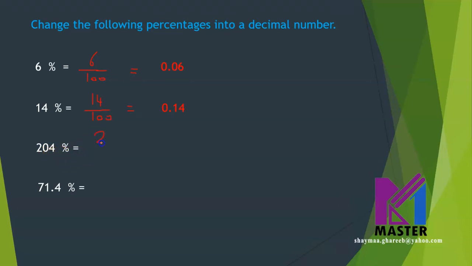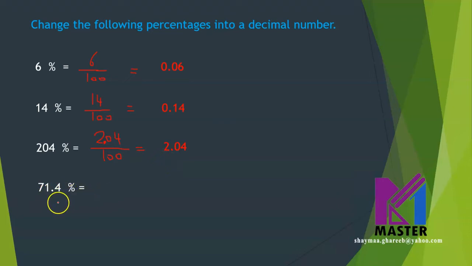204%, so 204 over 100, which means I'm going to divide by 100. I will put a decimal point after 2 places. So it will be 1, 2. Then I will put the decimal point here. So it will be 2 and 4 hundredths.